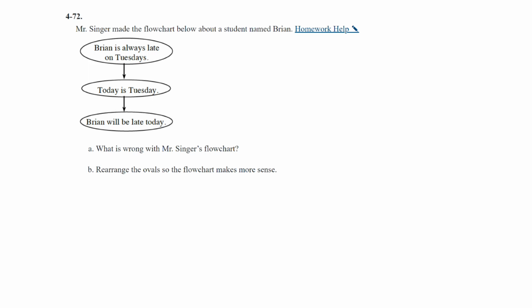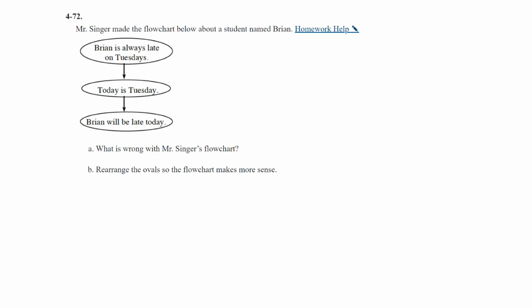Question 72. Mr. Singer made the flowchart below about a student named Brian. And it says Brian is always late on Tuesdays. Today is Tuesday. Brian will be late today. What is wrong with Mr. Singer's flowchart?